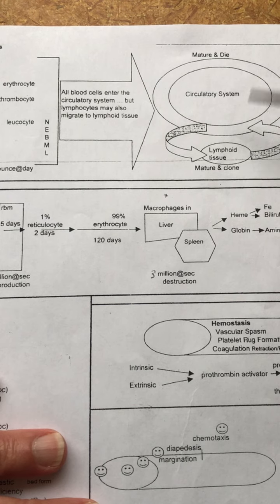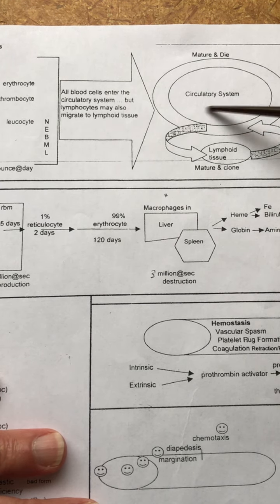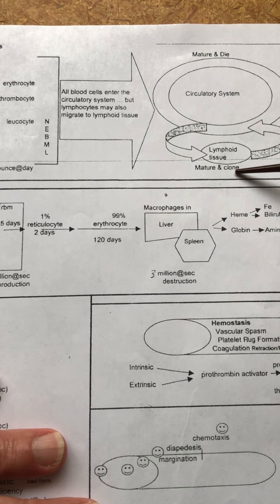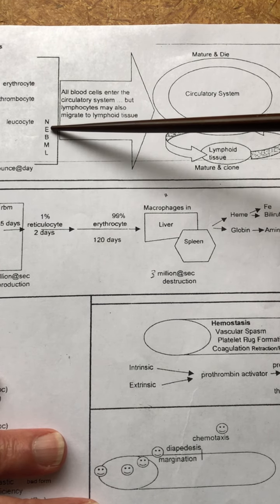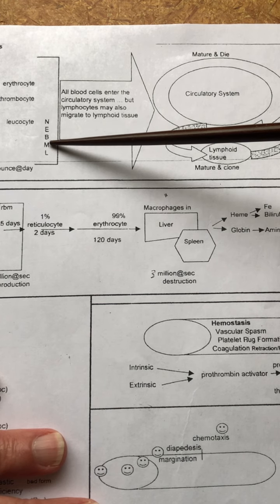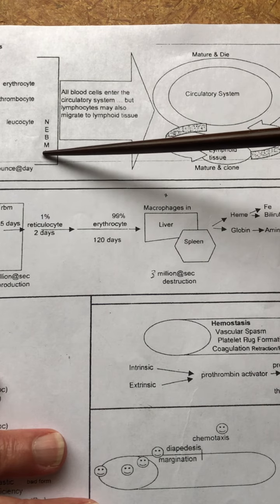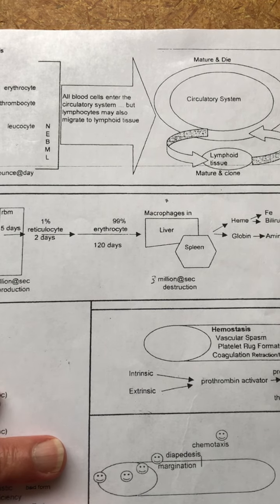But a very unique thing that only the lymphocytes can do is to leave the circulating blood, go to lymphoid tissue, mature, and clone themselves there. So the number of erythrocytes, thrombocytes, neutrophils, eosinophils, basophils, and monocytes are fixed by what's going on inside the red bone marrow. However, the number of leukocytes can be expanded dramatically inside the lymphoid tissue.